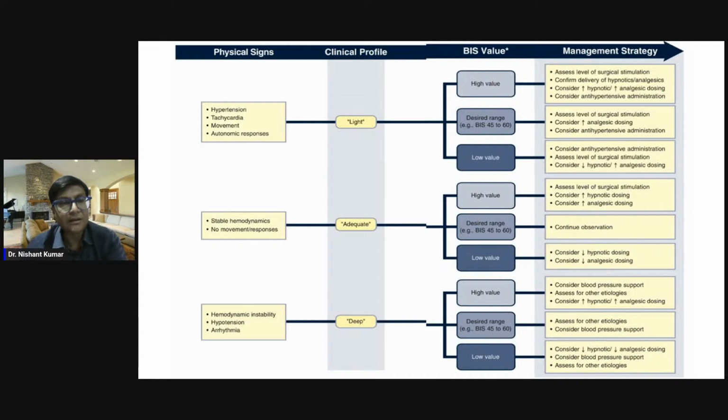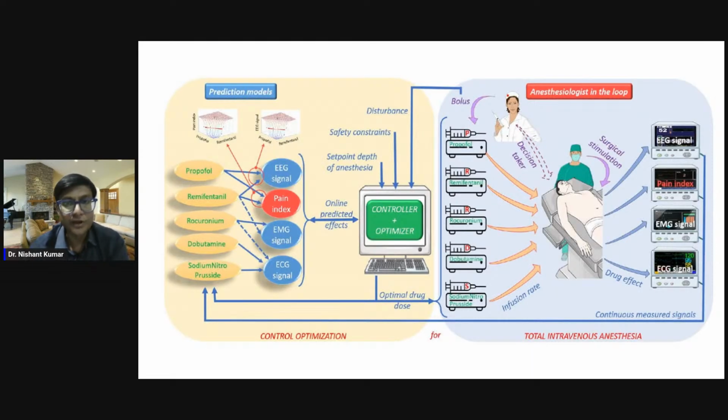Similarly, we can have this flowchart incorporated into the algorithm, and the infusion of the doses of the hypnotic, analgesic, and muscle relaxants can be controlled by the computer itself based on the algorithm. So if you can see here, we have propofol, remifentanil, rocuronium, dobutamine, sodium nitroprusside, all in this. Based on the pain index, the EMG signal, ECG signal, EEG signal, and the vital monitor, it goes to the computer and it adjusts the drugs to achieve a desired response.